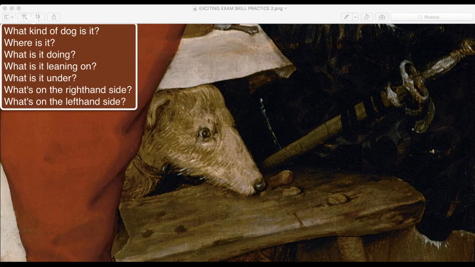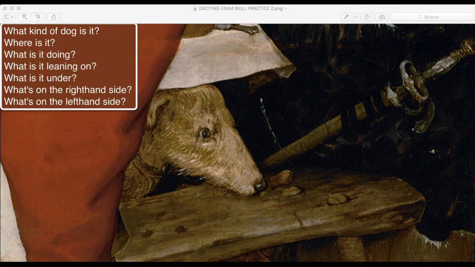Then on the right-hand side, practically almost touching the dog's nose, there is a weapon. A weapon is something used for self-defense. This is a very sharp weapon, and I'm not sure if it's very long. It starts with the letter S. If it's shorter, it starts with the letter D.